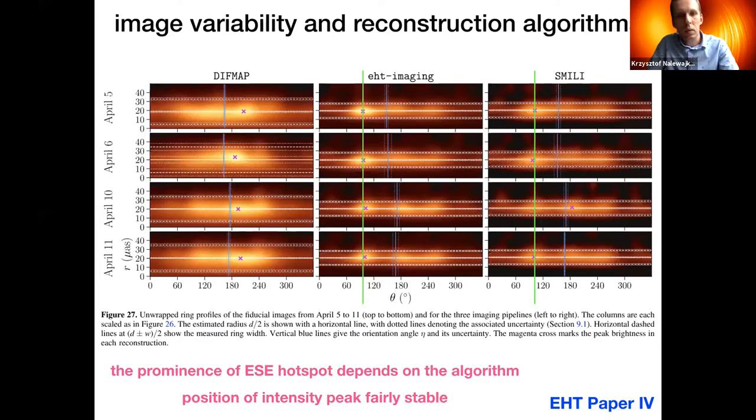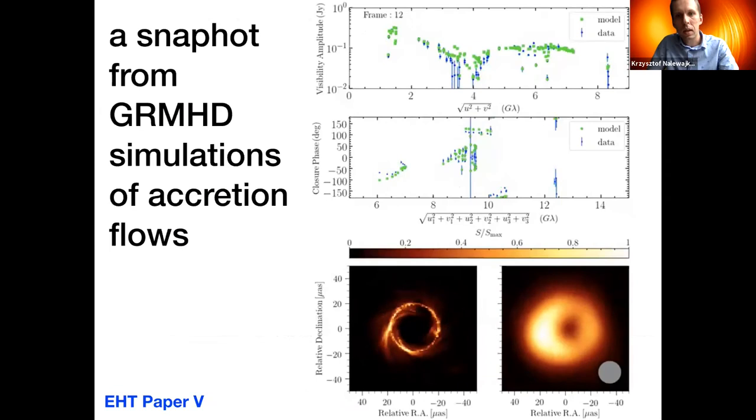Also in another one, not in the diff map though. Well, so I thought about this feature as possibly a hotspot. Let me just call it a hotspot. If it's real or not, I mean, it's not so obvious, but it's located at a very, very stable position along the ring.